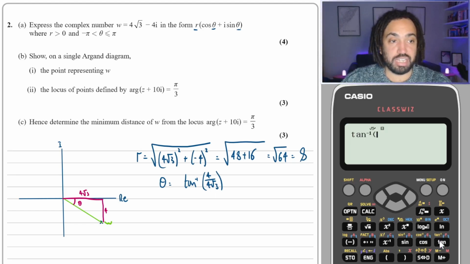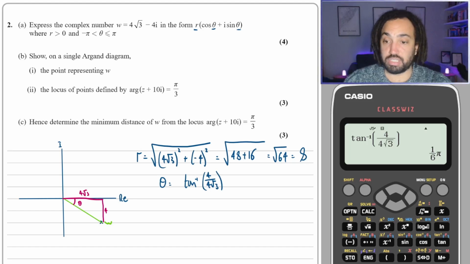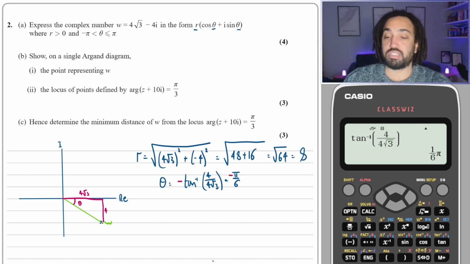Okay, so let's do tan to the minus 1 of 4 over 4 root 3, which is the same as 1 over root 3, which is 30 degrees, or pi over 6. Now, because it is below the axis, we measure that as a negative angle. So the correct answer is negative pi over 6.